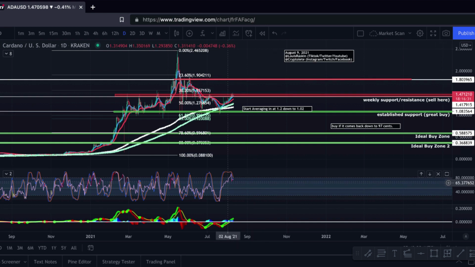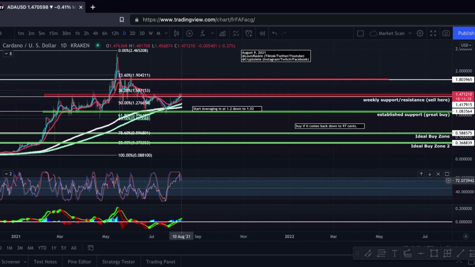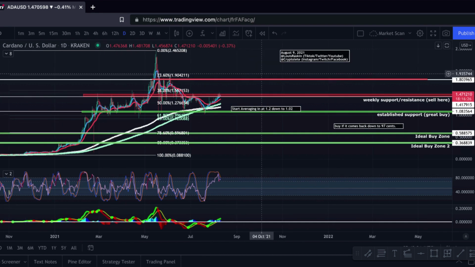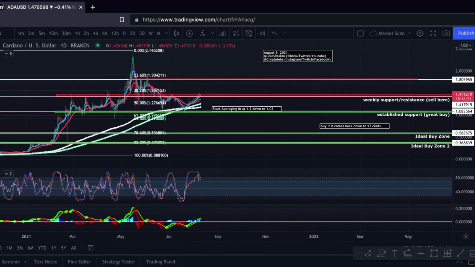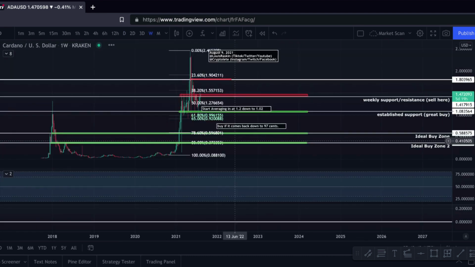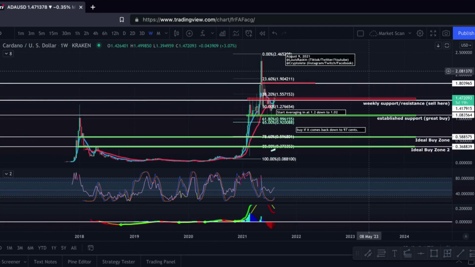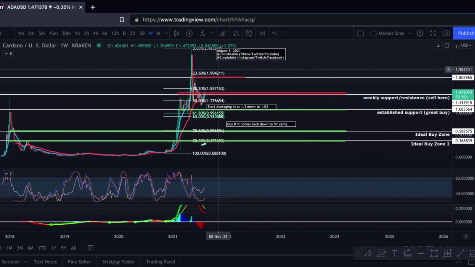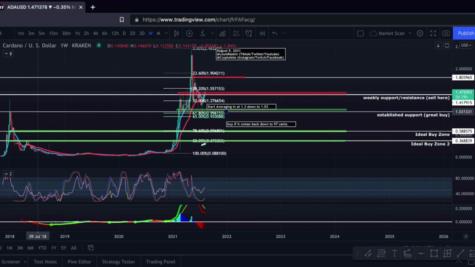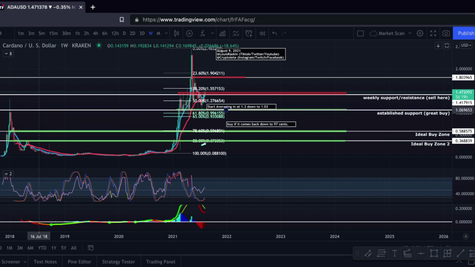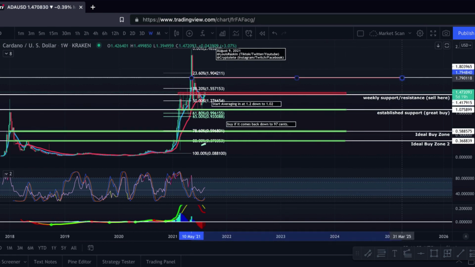at a resistance. Actually, this looks fairly good to short, to be honest. I don't want to short anything right now, but it looks really good. Let's start at the weekly and go through the process, right? So here's the weekly. Oh my God, look at that. This was such an obvious play. Unbelievable. So support, resistance. I mean, it's at the resistance, so I don't really know.